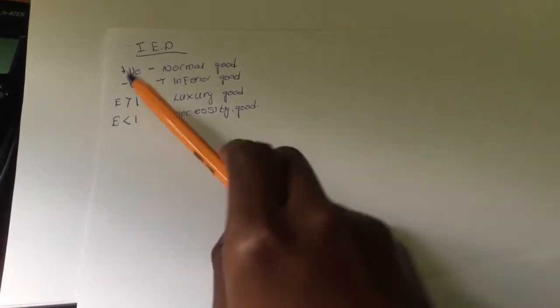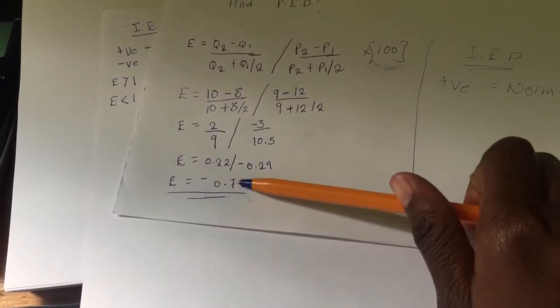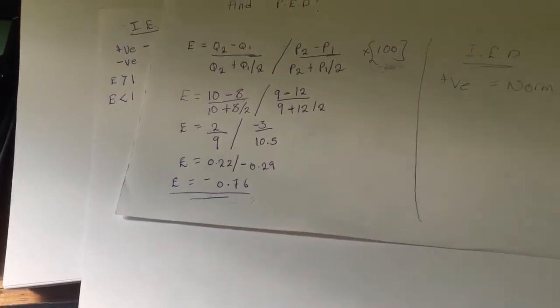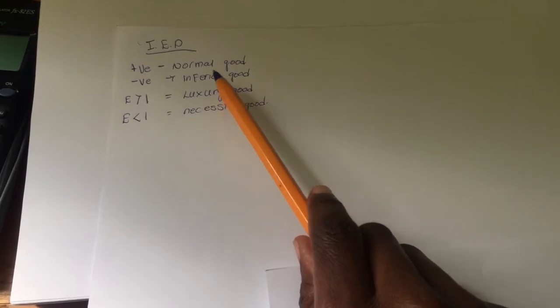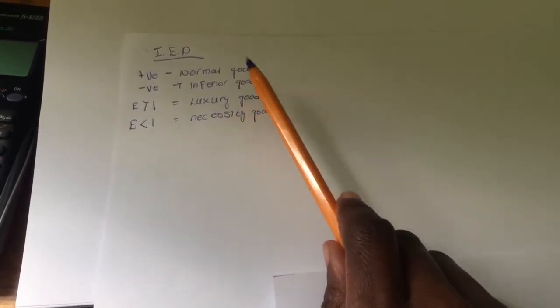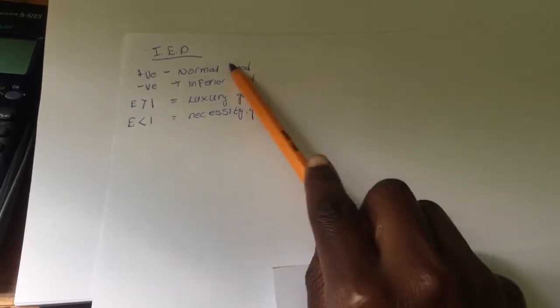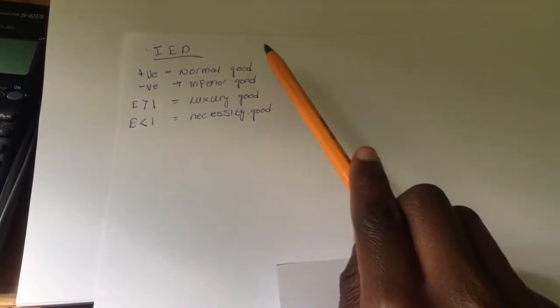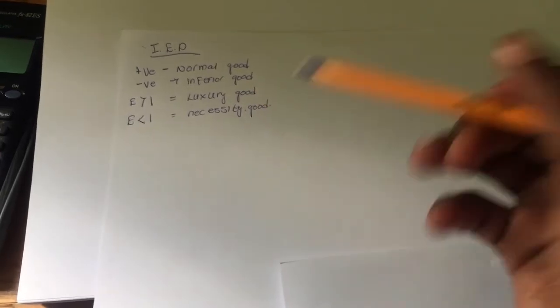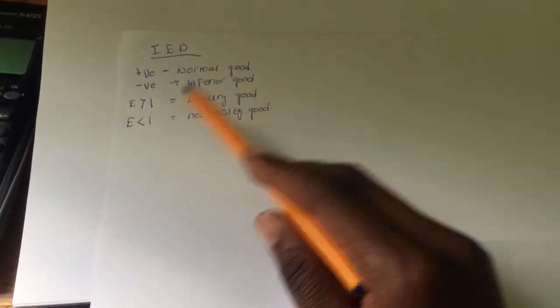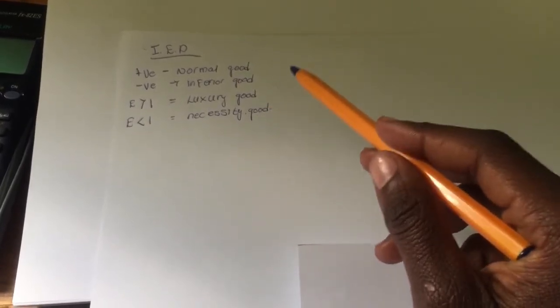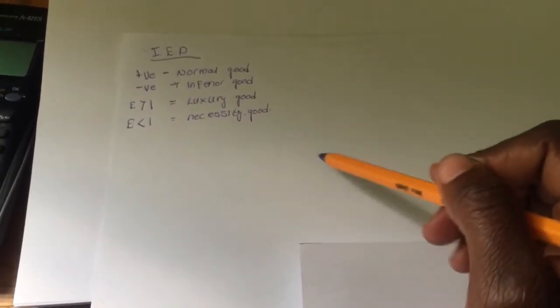Okay, and then if your answer is negative, like in this case, we had a negative 0.76. If this was income elasticity of demand and our answer is negative, meaning the good we're dealing with is an inferior good. So inferior goods are goods whose demand reduces with increase in income. With normal goods, there's a positive relationship between income and demand. So your income goes up, your demand for them goes up. But with inferior goods, there's an inverse relationship. Your income goes up, you demand less of them. Your income goes down, you demand more of them.